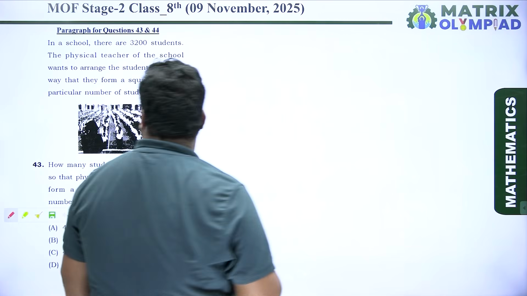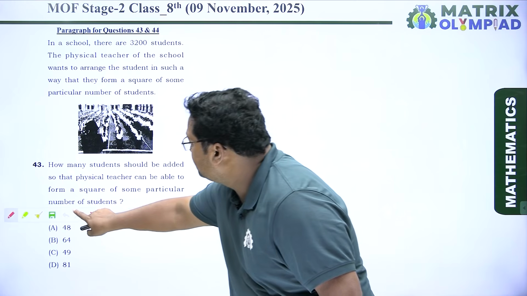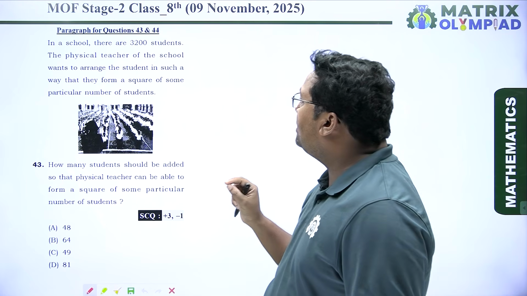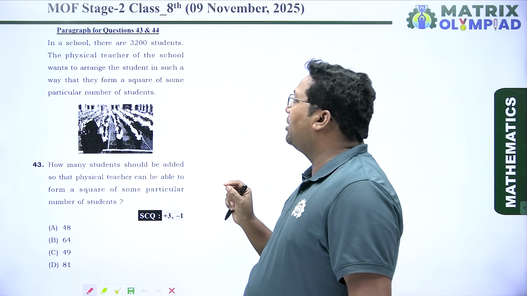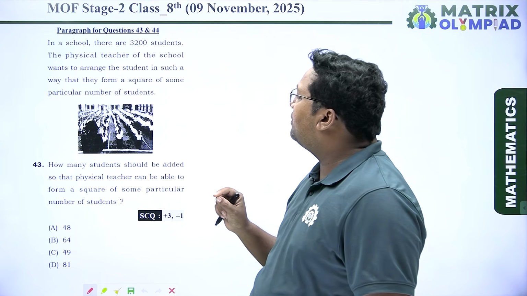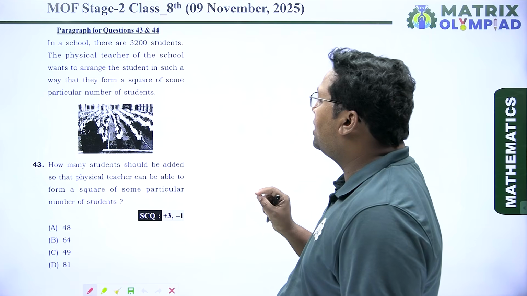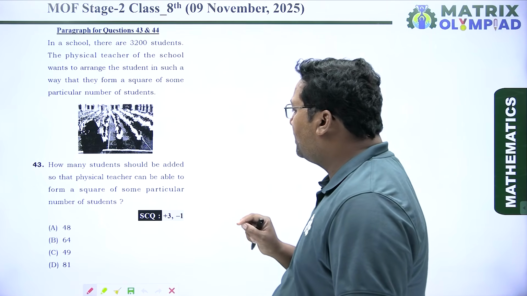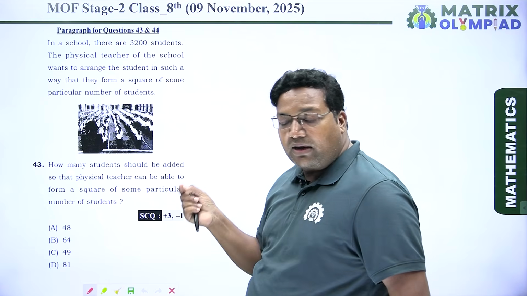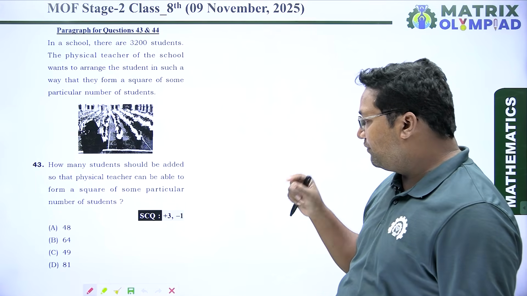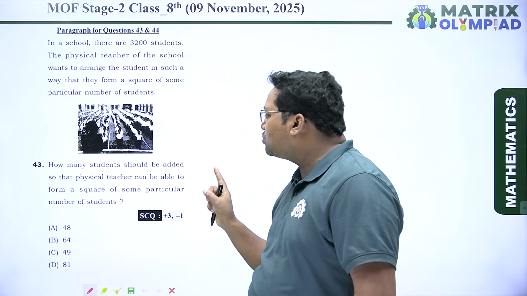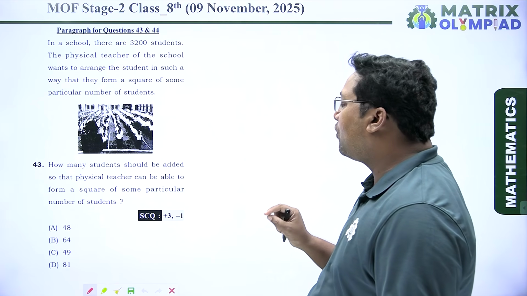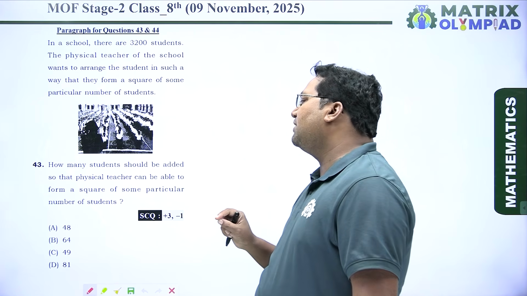Next question is a paragraph based question. First of all, we have to read the paragraph. Paragraph is, in a school there are 3,200 students. The physical teacher of the school wants to arrange the students in such a way that they form a square of some particular number of students. This is the paragraph, and the first question of this paragraph is, how many students should be added so that the physical teacher can be able to form a square of some particular number of students.